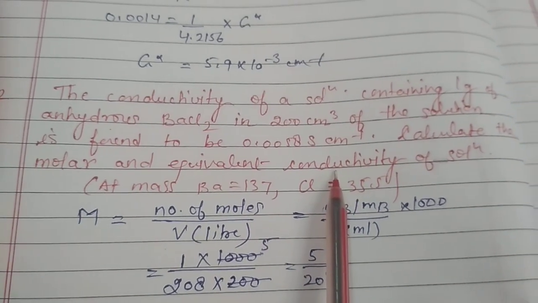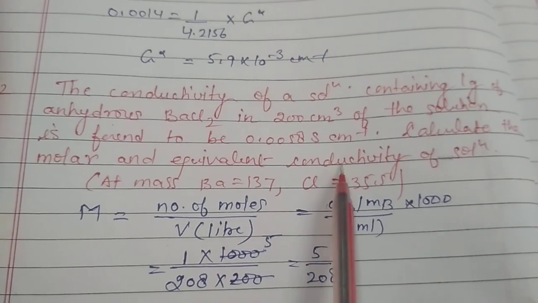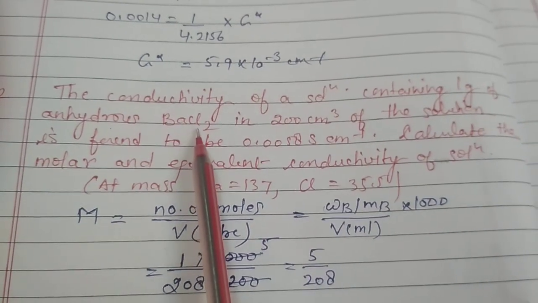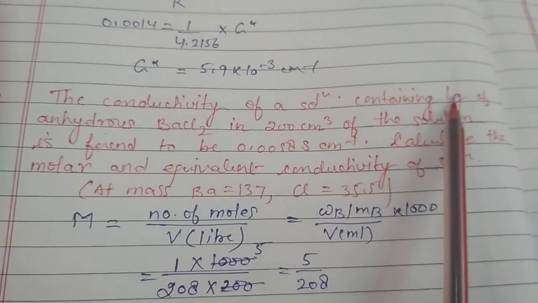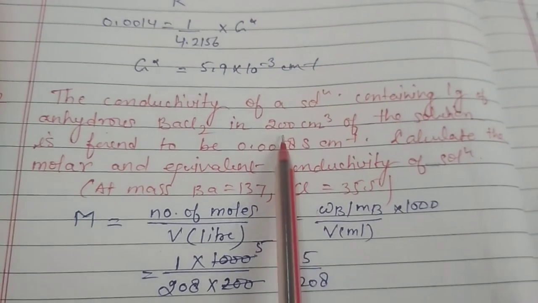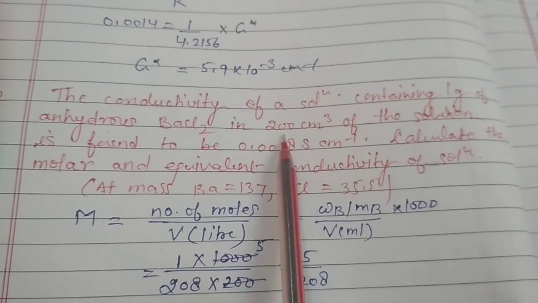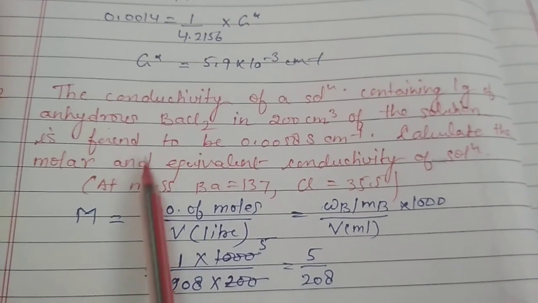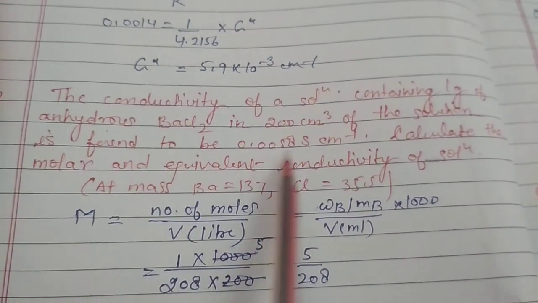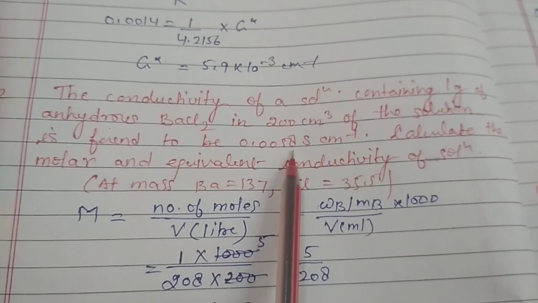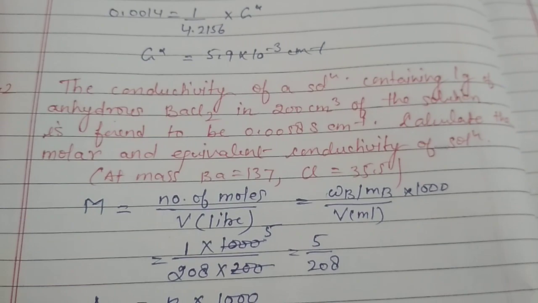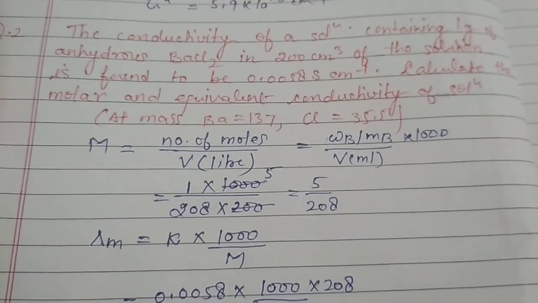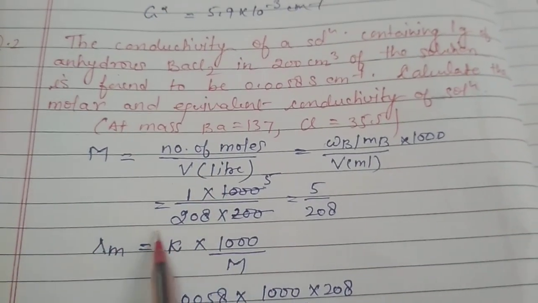And what values are given to us? We have been given 1 gram of anhydrous barium chloride in 200 centimeter cube. We have been given the mass of the solute. We have been given the volume of the solution. Now the conductivity is also given. The value of kappa is given to us. We are to calculate the molar and equivalent conductivity. It means we are to find out the molarity and normality as well.